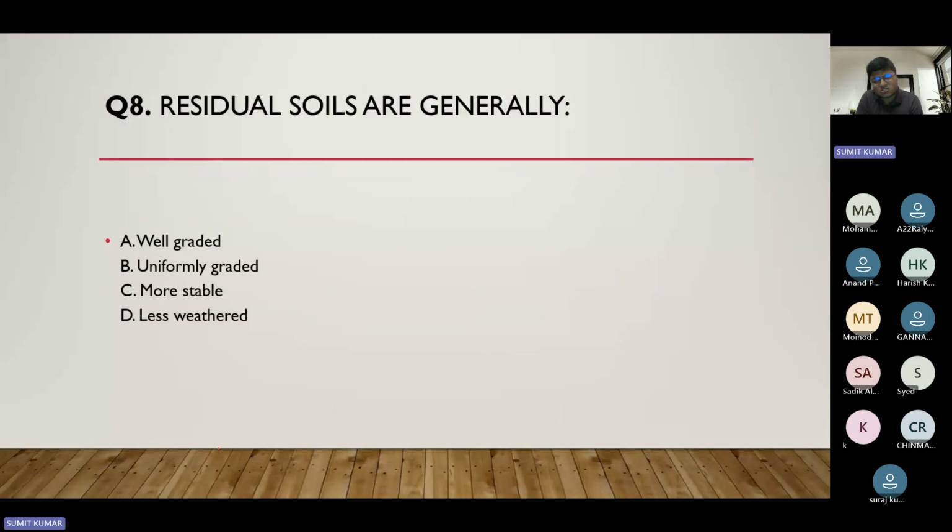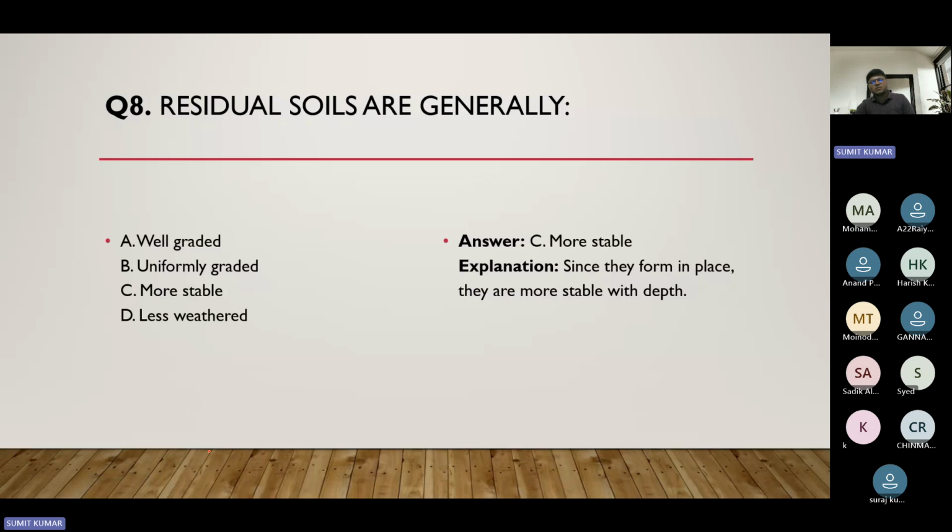Residual soils are generally: well-graded soil, uniformly graded soil, more stable, less weathered. So that's not a problem if you are not able to answer this question, because we have not discussed it as well. But residual soils are more stable because they form in place. Basically, they form at the place where the parent rock is, so they are more stable with depth. That's why residual soils are more stable in nature, right?